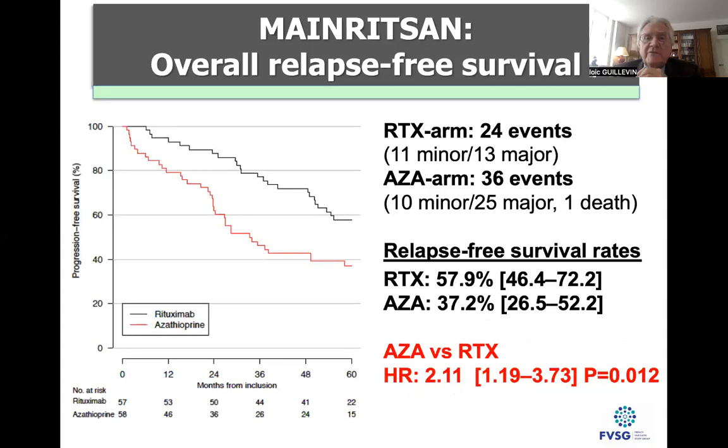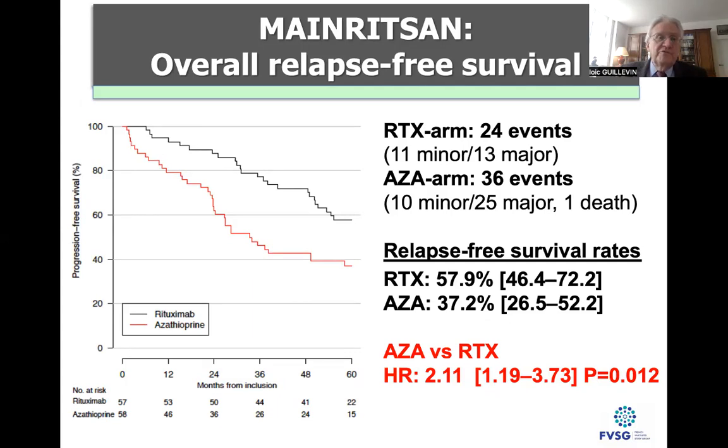And when we compare the long-term results of this study after 60 months, remember, we evaluate at 60 months. Some patients have relapsed, but the trial was stopped at 18 months. And after, of course, they were treated according to good clinical practice. Some relapsed, some did not relapse. And you see the major difference between the azathioprine group and the rituximab group.